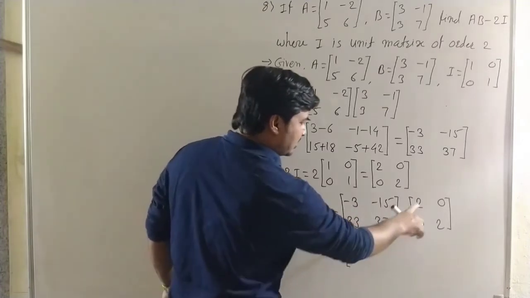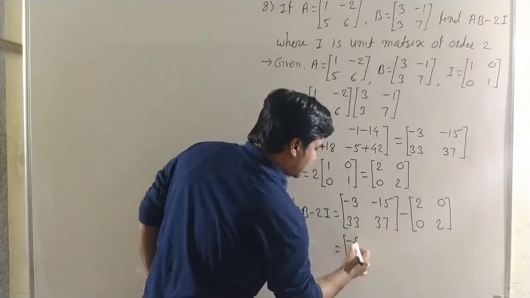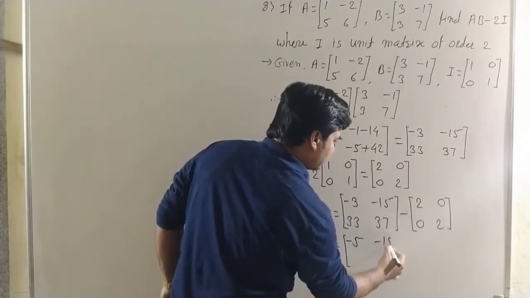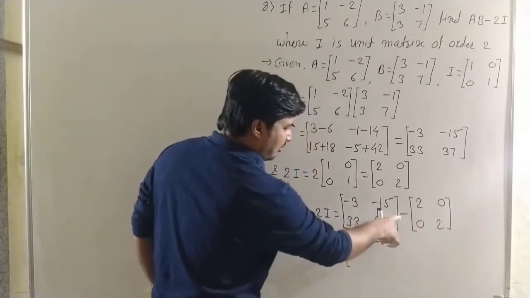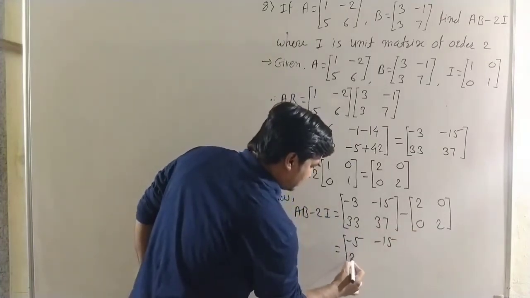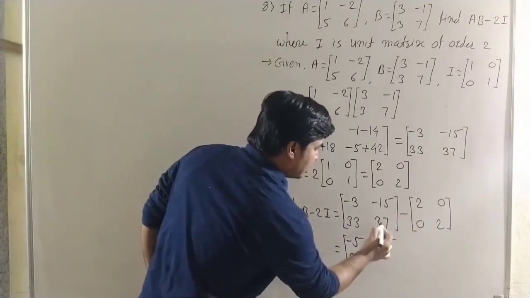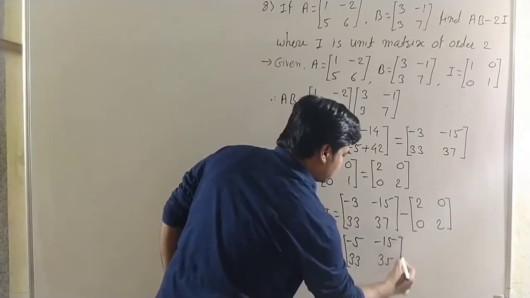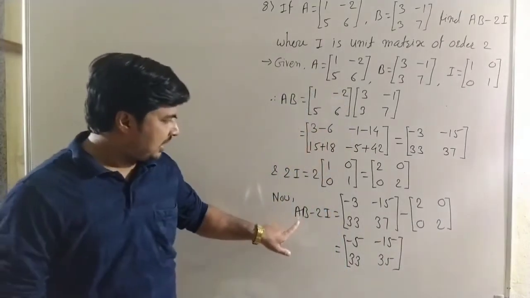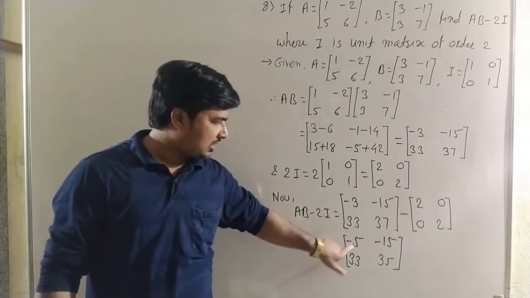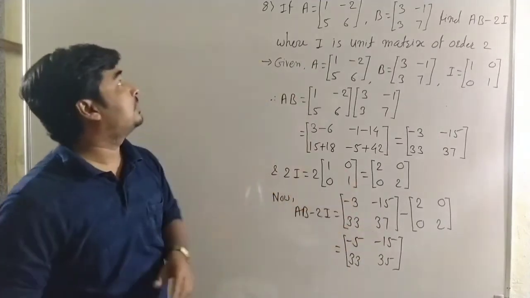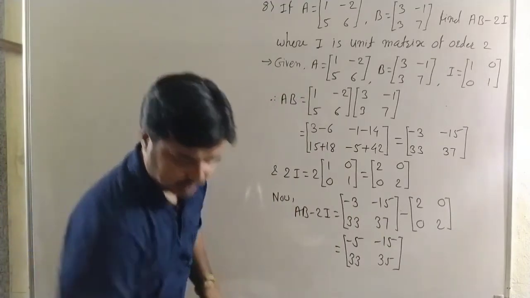Minus 3 minus 2 is minus 5. Minus 15 minus 0 is minus 15. Then 33 minus 0 is 33. And 37 minus 2 is 35. Here it is the value of AB minus 2I: minus 5, minus 15, 33, and 35. Okay, it is example number 8. Now we see the next example.